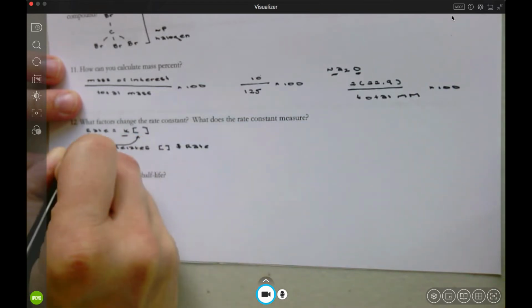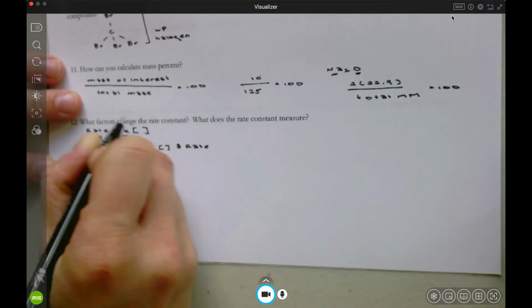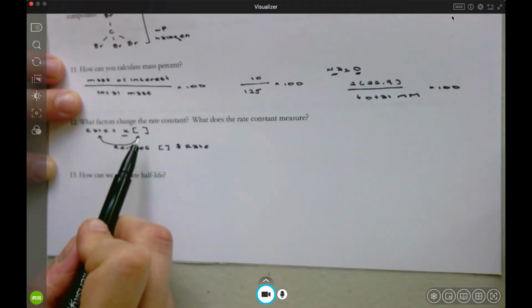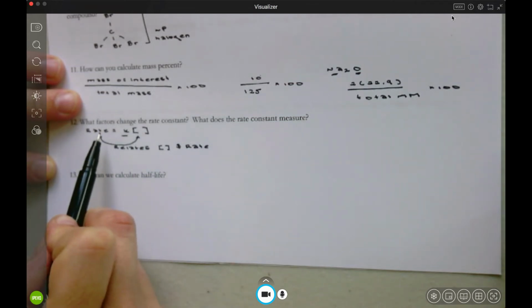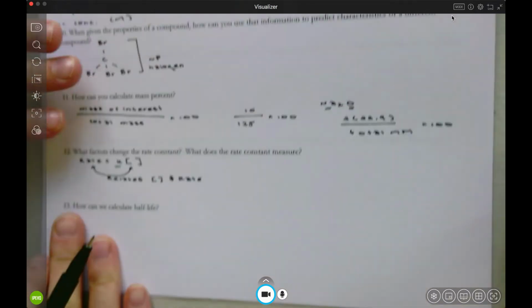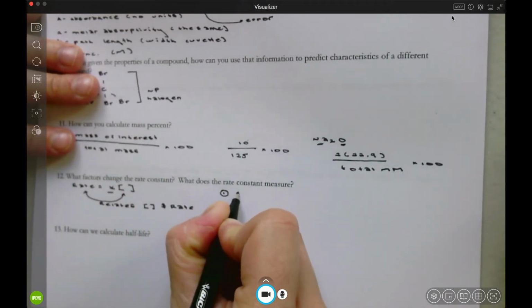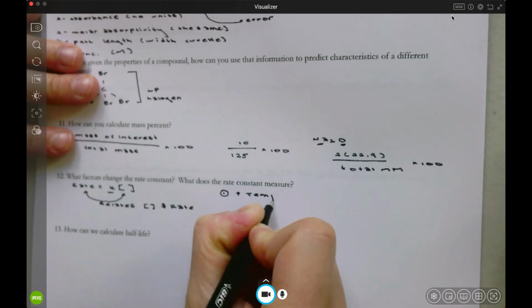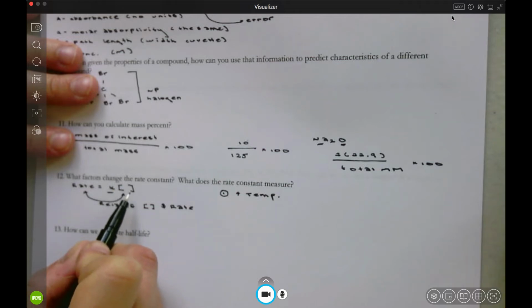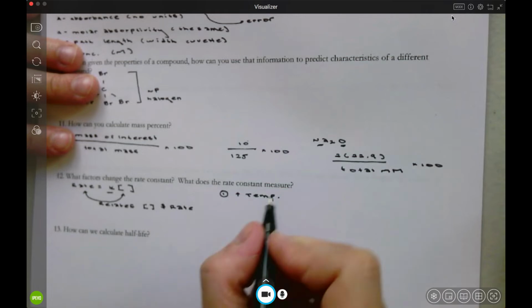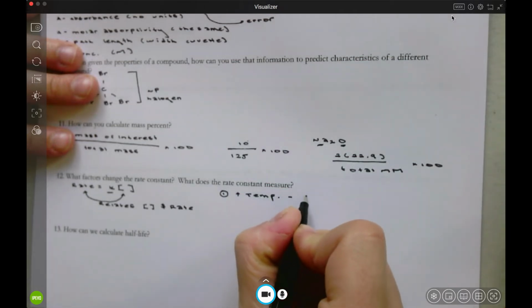It's your constant that allows you to convert from concentration into rate, or to see how a change in concentration will affect your rate. Okay, so factors that change your rate constant. 1, if you increase temperature. Okay, so obviously increasing temperature increases your rate, but if you look at your rate law, temperature isn't changing your concentration, so it must be changing your K. So if you increase temperature, that means it increases your K value.